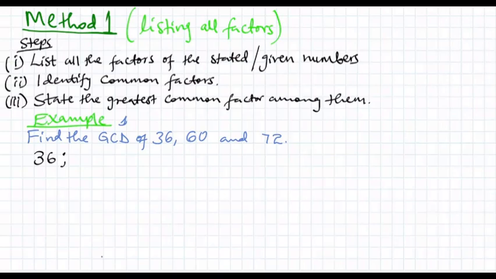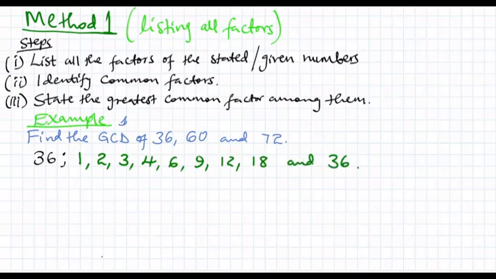1, 36 divided by 1, we get a whole number. Also we have 2, it can be divided by 2. It can also be divided by 3, by 4, by 6, 9, 12, 18, and 36. Those are the divisors of 36.